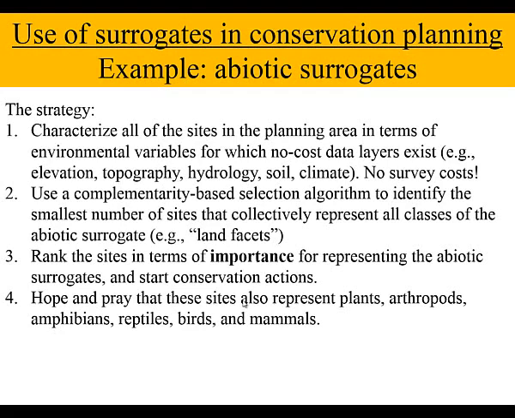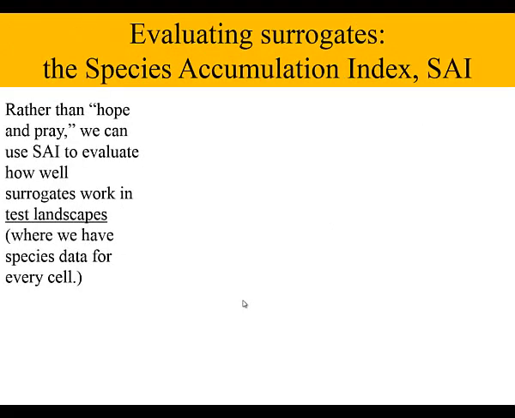A lot of TNC plans are based on land cover types. We want to assume that, let's aim to represent 25 or 30% of each land cover type, and we hope that we're doing okay. But of course, hoping and praying is not considered a scientific procedure. So we would like to have some way to assess how well we're doing.